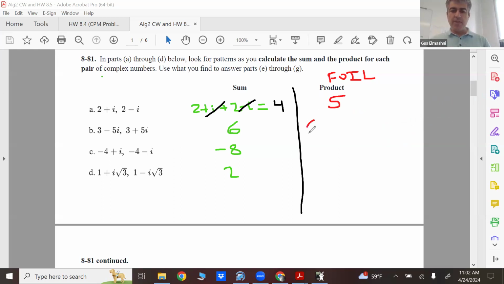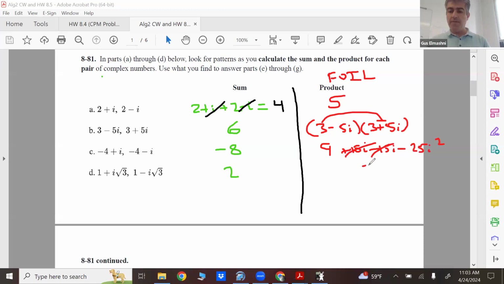Let me do this one more time for this one here. If you FOIL it, what's 3 times 3? 9. What's 3 times 5i? 15i. Negative 5i times 3 is negative 15i. And negative 25i squared. Those cancel. 9 plus 25 is 34.